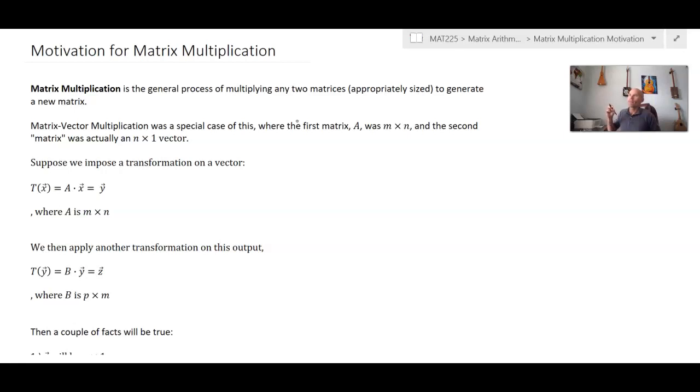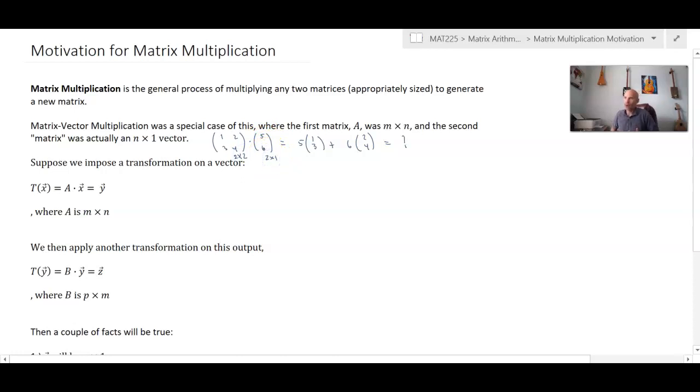Now, matrix vector multiplication, where perhaps we had a matrix that was maybe 2 by 2, like 1, 2, 3, 4, and a vector, let's say 5, 6, we know how this process takes place. It would be 5 times the column 1, 3, plus 6 times the column 2, 4, giving us a new vector. That was a special case where the second matrix, if you will, was an n by 1 vector, where A was m by n. So in our case, m and n were both 2, and this was a 2 by 1.